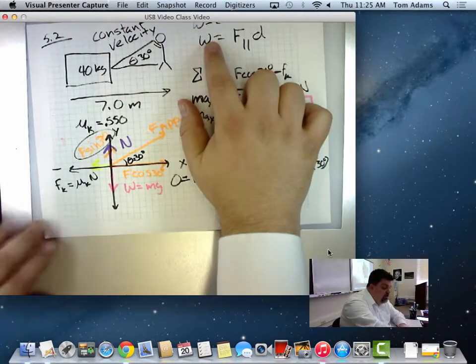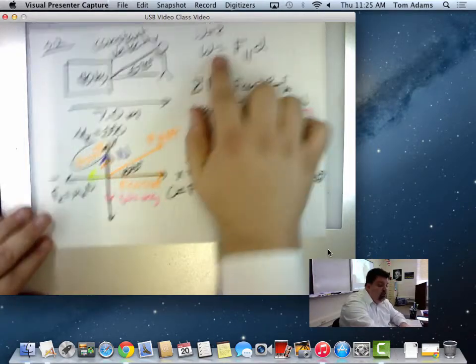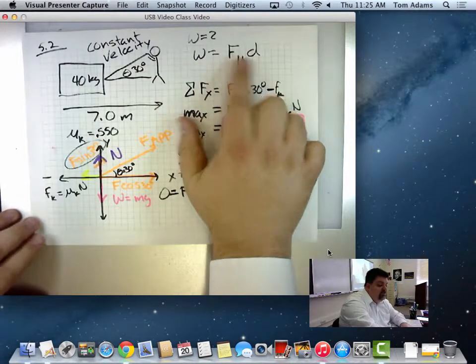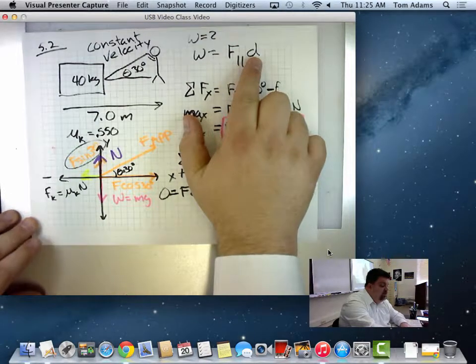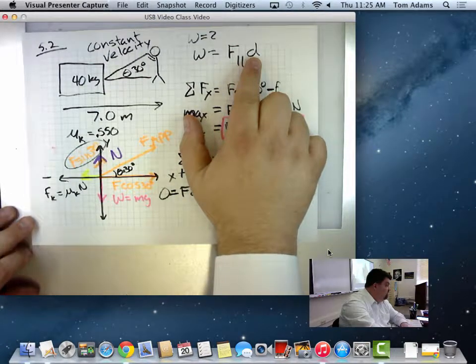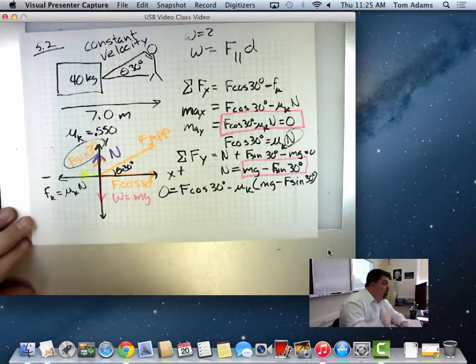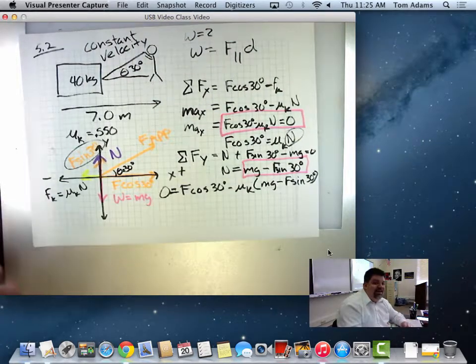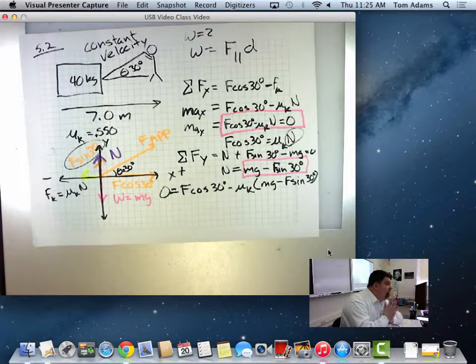Now, to find the work, because that's what the textbook is asking, we need to figure out what the force is parallel to the displacement, which is the force in the x direction. So then we've got to figure out all these forces. So to find all the forces, we draw a free body diagram. I think you guys are good on what the free body diagram is. But now what we've got to do is figure out the force in the x direction and the force in the y direction.